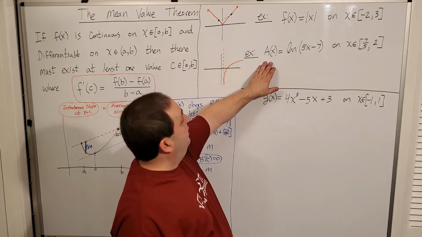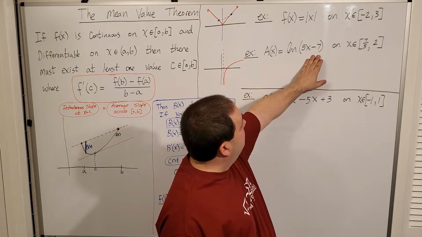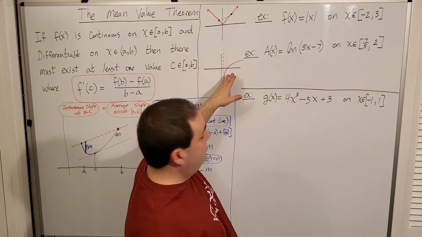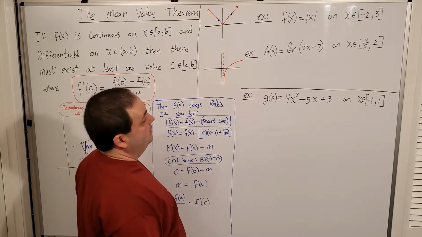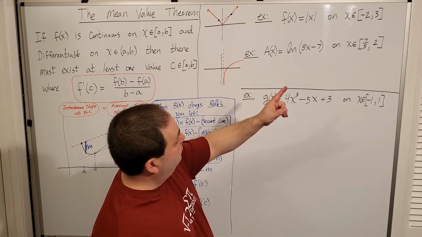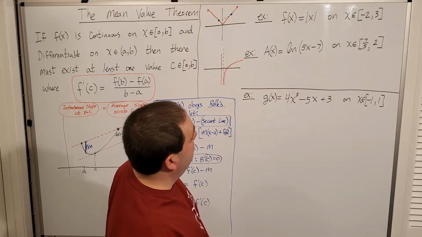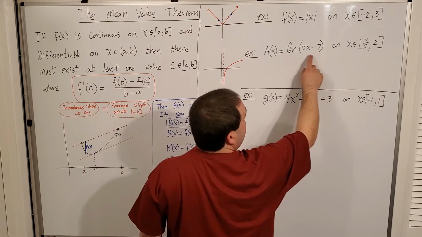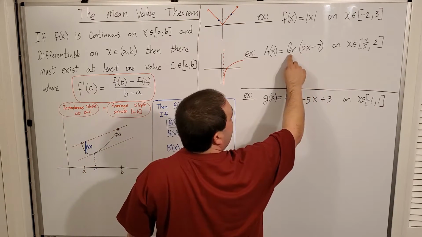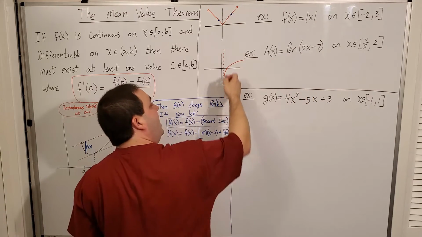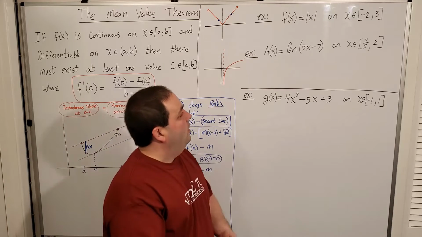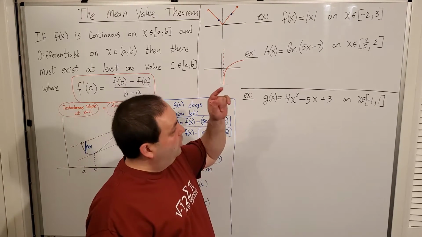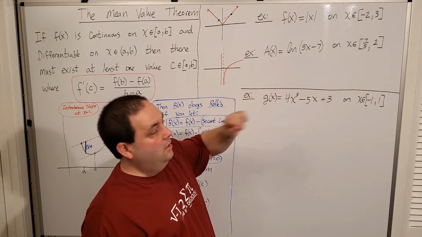In another example, I have f of x equals ln of 5x minus 7. Of course, that looks like a normal function that should obey mean value theorem, right? I can get secant lines and things like that. But then look at the interval, 7/5 to 2. 7/5 happens to be the point right here where I would get the ln of 0. That actually corresponds to the vertical asymptote. So I'm not continuous on the closed interval, okay?